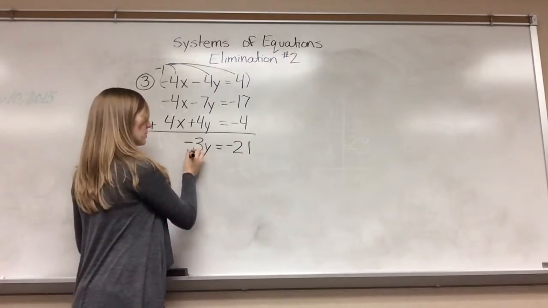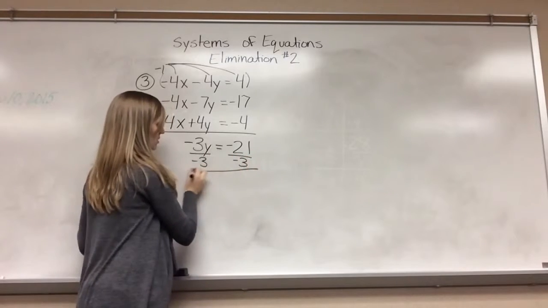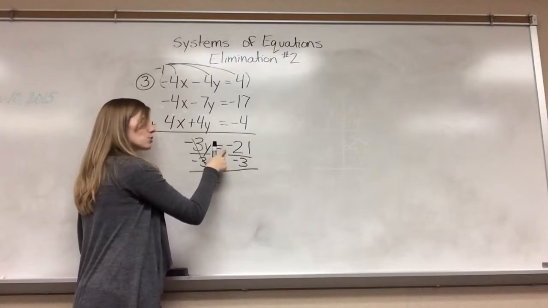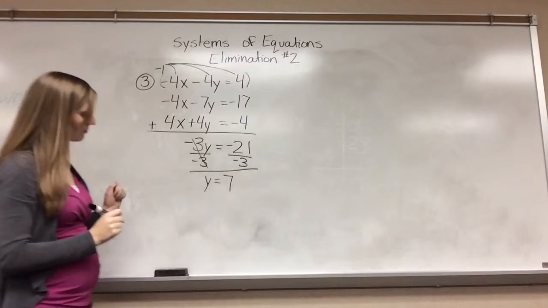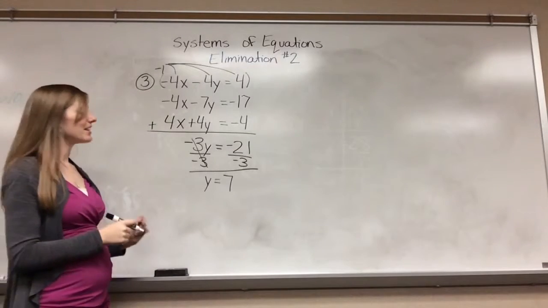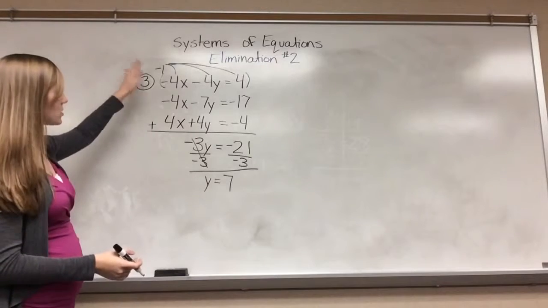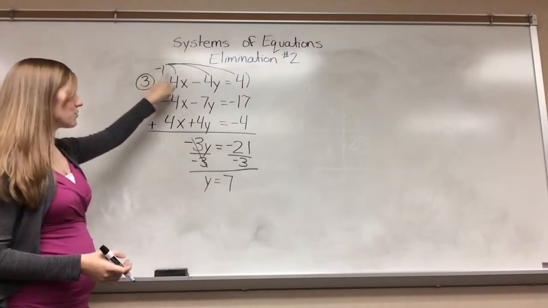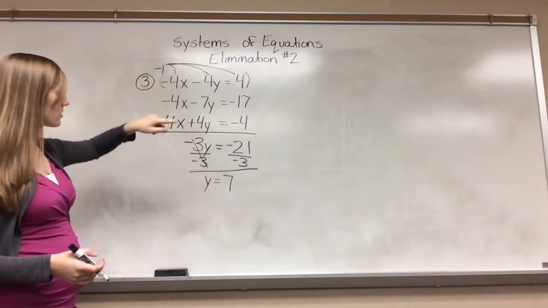So I'm going to divide both sides by my negative 3. So the negative 3's cancel. I get y equals negative 21 divided by negative 3 is positive 7. So that's half my answer, but I also need to find x. So to find x, go back to one of the originals. I'm going to go ahead and use the first one because 4, 4, and 4 is easier than 4, 7, 17. So I'll use the first one.